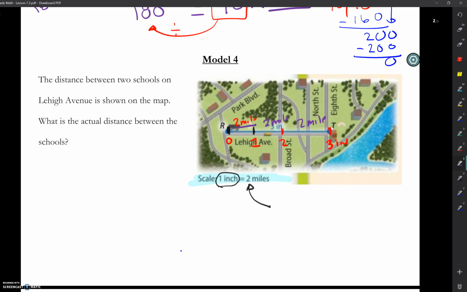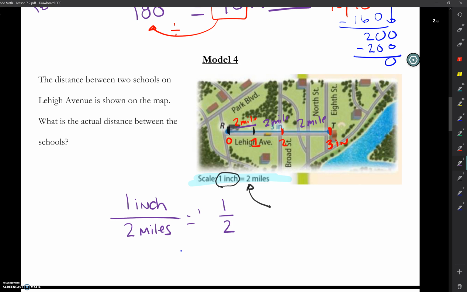So we have the ratio of 1 inch, and my inches are going to go on top, over 2 miles. I always like to rewrite it so that it's 1 over 2, and I put my inches here and my miles here. Now the image is giving us some information. I'm going to erase this really quick. It's giving us 3 inches.